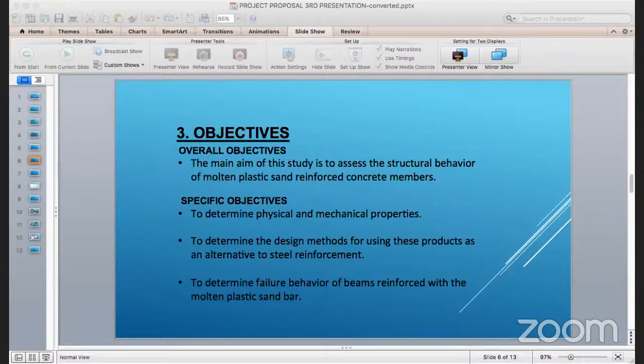Another thing is, are you doing a comparison? Are you comparing with normal steel reinforcement? Currently, we are not comparing. Shouldn't that have been an obvious thing? We're hoping first to see the behavior.